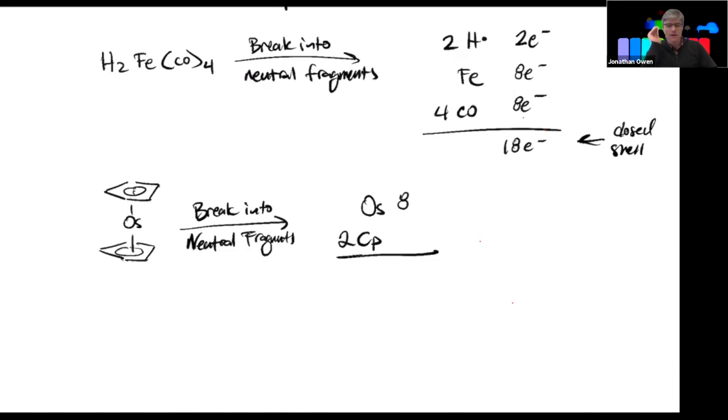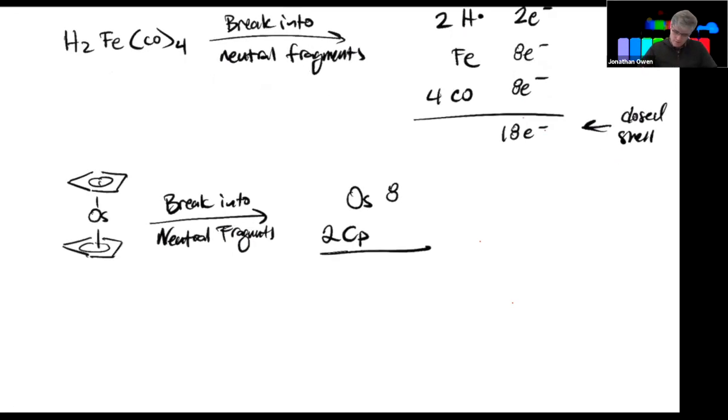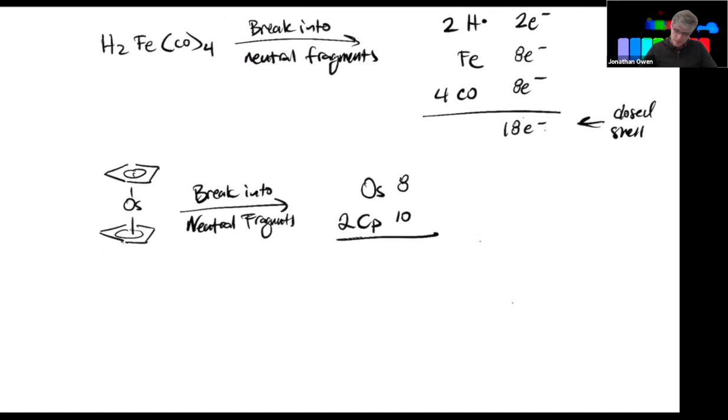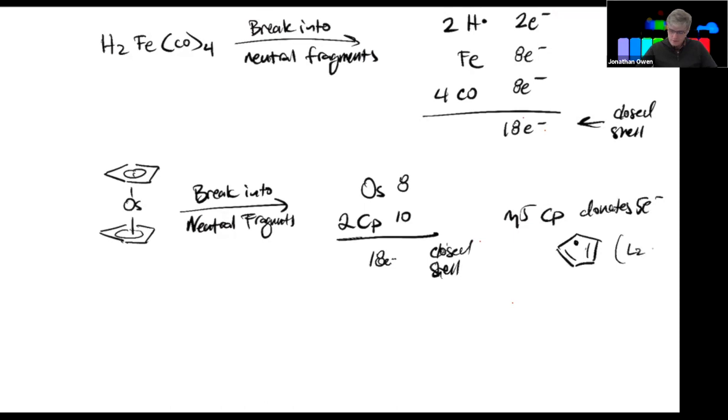Remember how allyl can be described as an X3? Each carbon contributes 1 orbital with 1 electron. Benzene, 6 carbons, 6 p orbitals, 6 electron donor. Okay. So Cp is 10, osmium is 8, 18 electrons again. Closed shell. So η5, Cp donates 5 electrons. There's the neutral fragment, L2X.